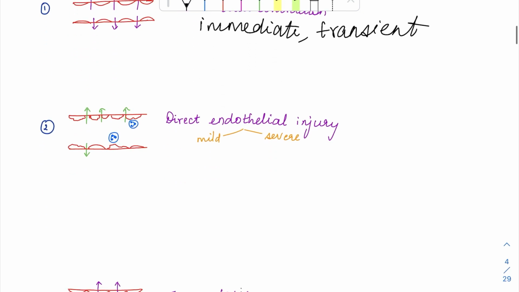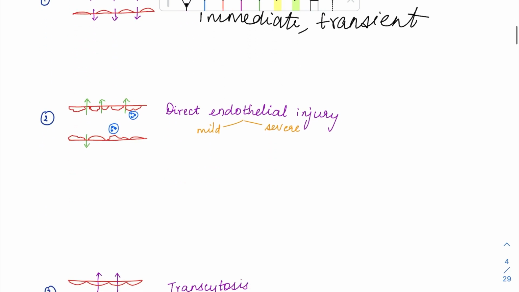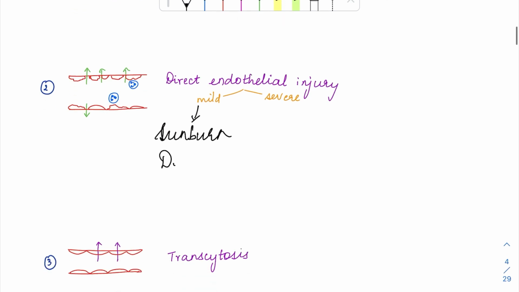The second mechanism by which vascular permeability happens is direct endothelial injury. Rather than the endothelium moving, the endothelium itself is damaged, and through that the cells can come out of the vessel. Direct endothelial injury can be caused by a mild stimulus or a severe stimulus. A mild stimulus example is a sunburn. A sunburn usually takes a longer time to happen, right? So it is a delayed response, and for the injury to heal it is going to take some time, so it is a delayed and prolonged response.